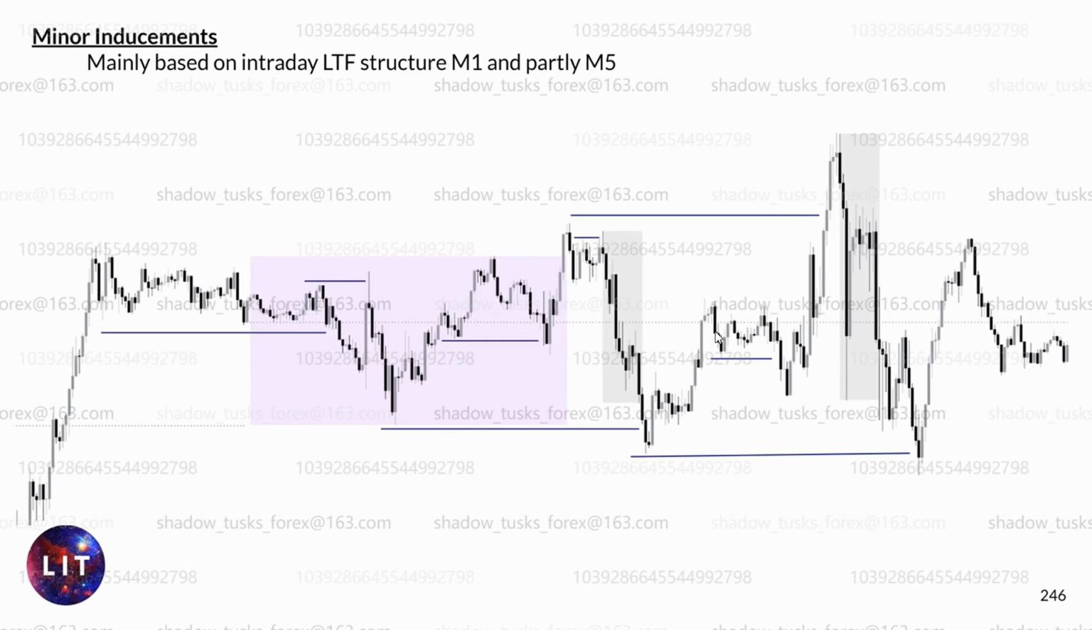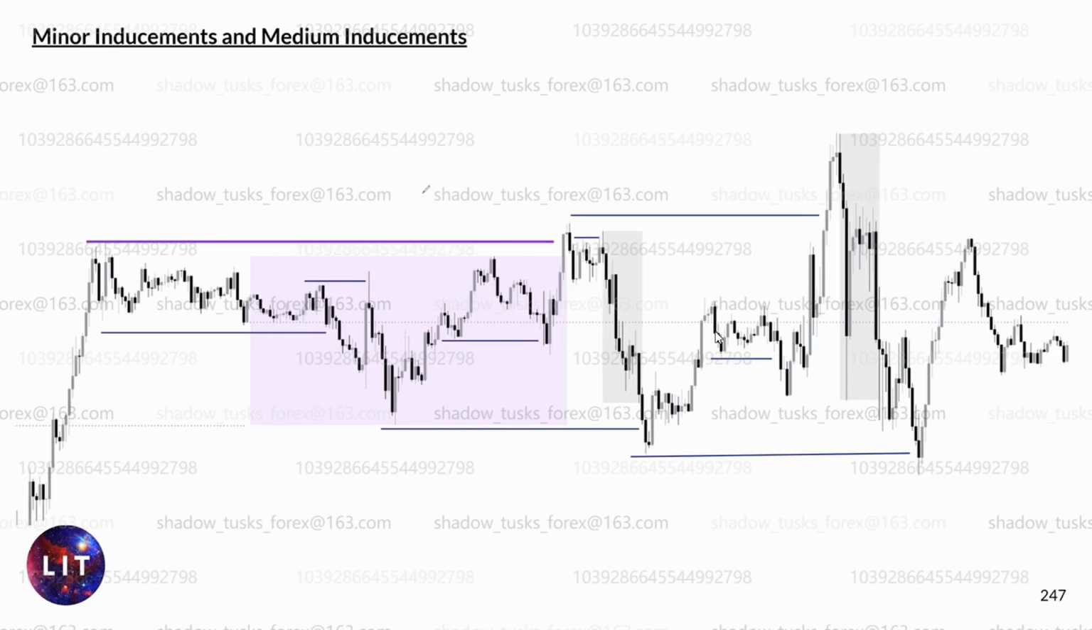Oh, there we go. So now we can start adding medium inducements into the whole picture. So what does that mean? Medium inducements are overall picture or structure inducements that are not on an intraday level, but also induce something which is on an external level. Okay, I will tell you what that is later. Obviously, some of you already figured it out. Medium inducements are usually inducing structure from a different day.